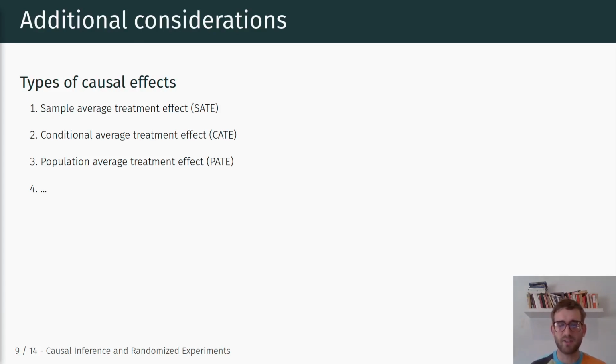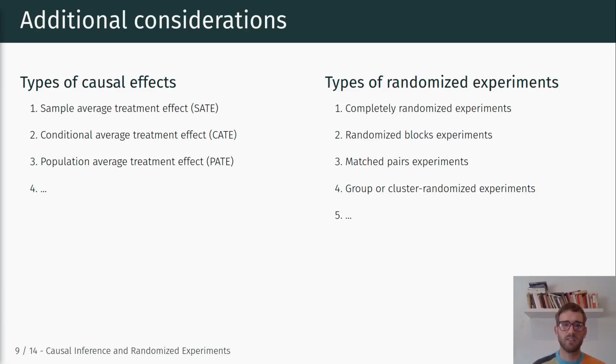Okay, so there are more types of causal effects once we get more into the depths of experimental design and causal inference. But ultimately, the underlying idea is always that we have different groups of observations that we want to average over to characterize our causal effects. Okay. There are not only different types of causal effects, there are also different types of randomized experiments.